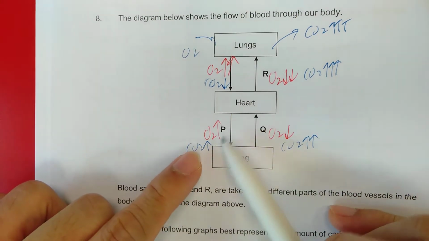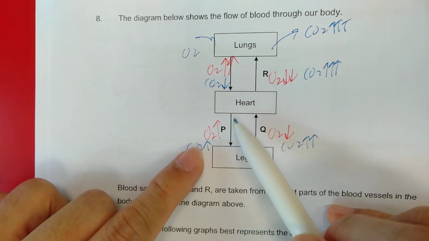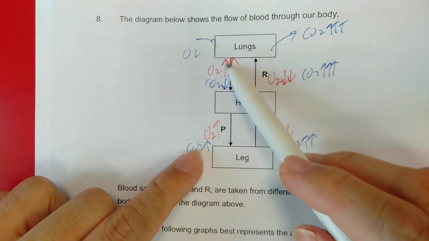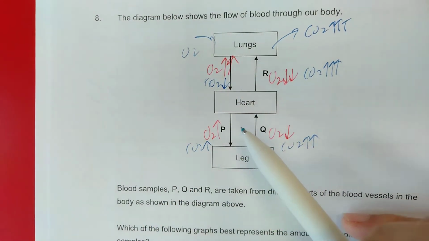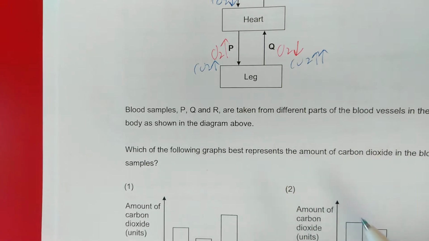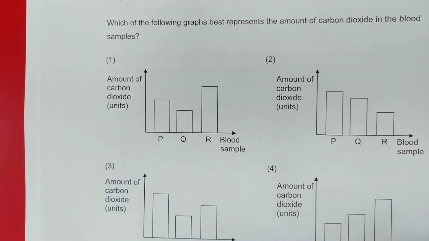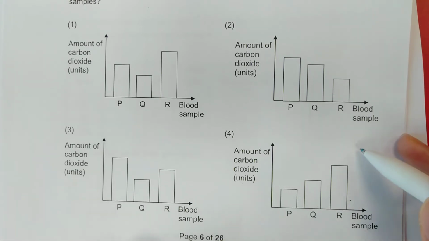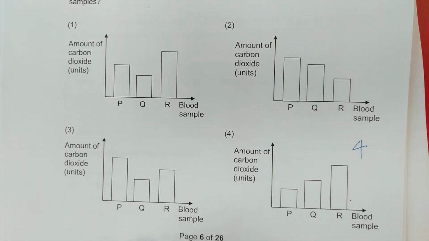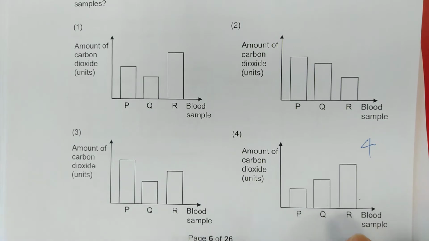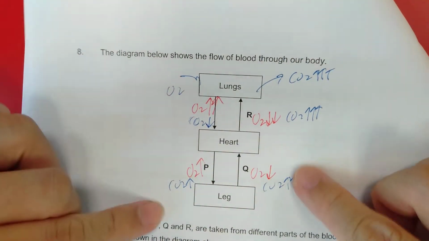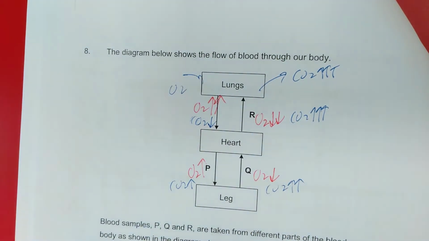Okay? So this blood vessel here just came from the heart, which just came from the lungs, which just took in freshly breathed in air. So P should be lowest, R is the highest. P is lowest, there. R is highest. Q is in between. So the answer for question 8 is 4. So that's how you understand which is the correct answer, by looking at the relationship here, understanding the changes in the concentration of the oxygen and the carbon dioxide level.